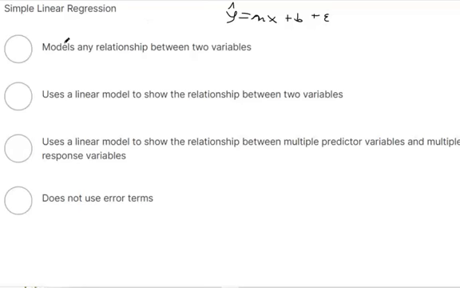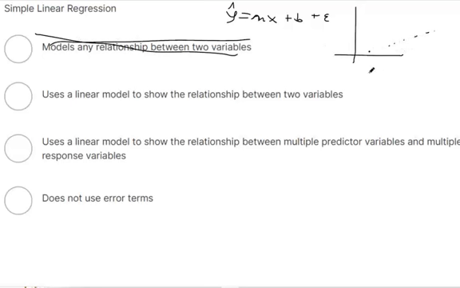So simple linear regression models any relationship between two variables? No, it only models straight line relationships between two variables. Simple linear regression would do a very poor job of trying to model this relationship if this is your scatter plot.